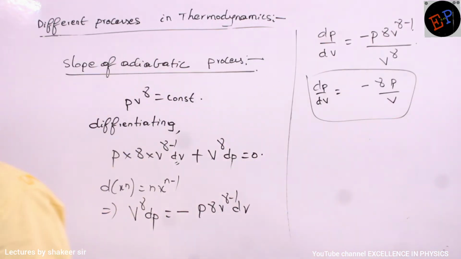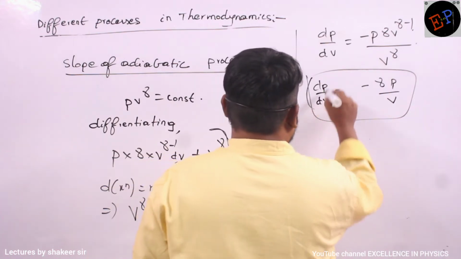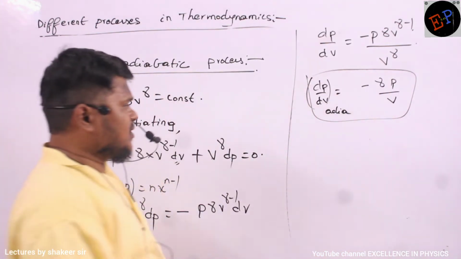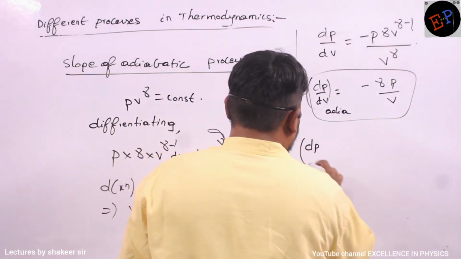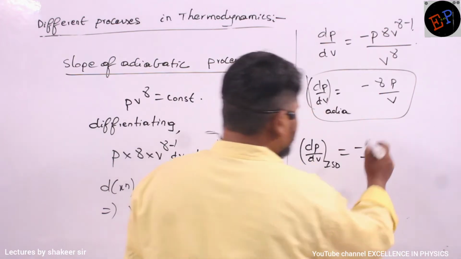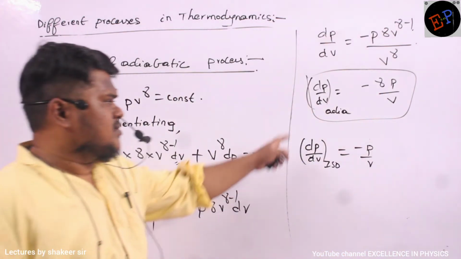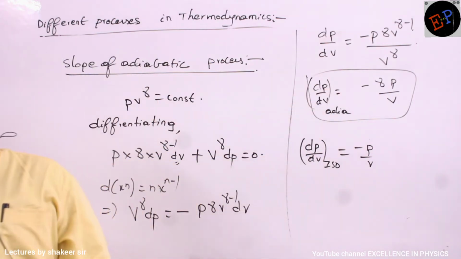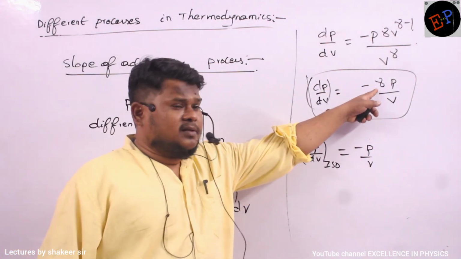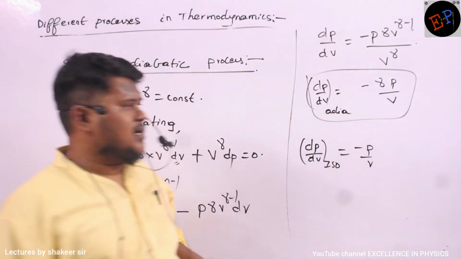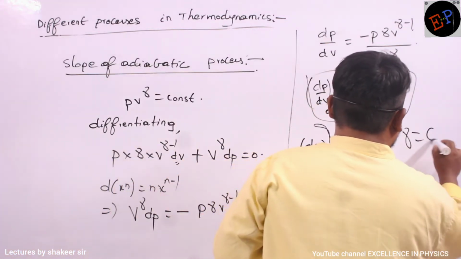So this is the slope of which process? The slope of the adiabatic process. What is the slope of the isothermal process? dP by dV of the isothermal process is minus P by V. But what is the slope of the adiabatic process? Minus gamma P by V. Is the gamma value greater than 1 or less than 1? Gamma is always greater than 1, because gamma is the ratio of Cp by Cv.